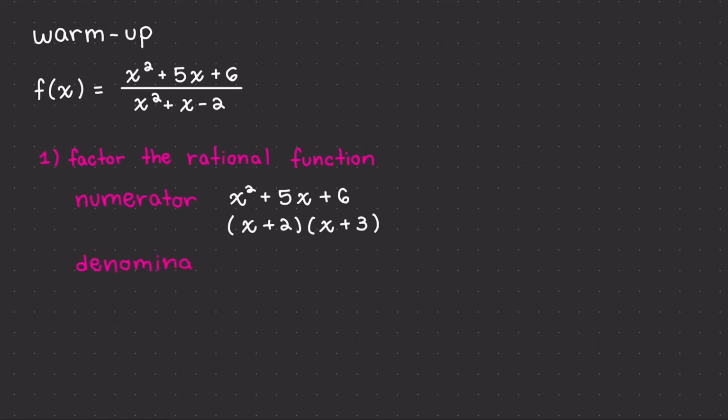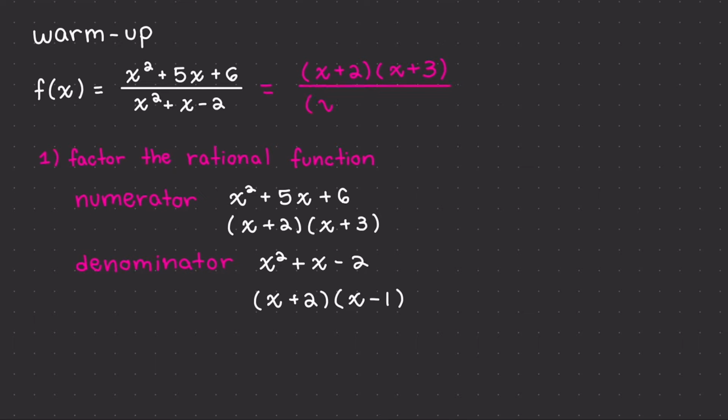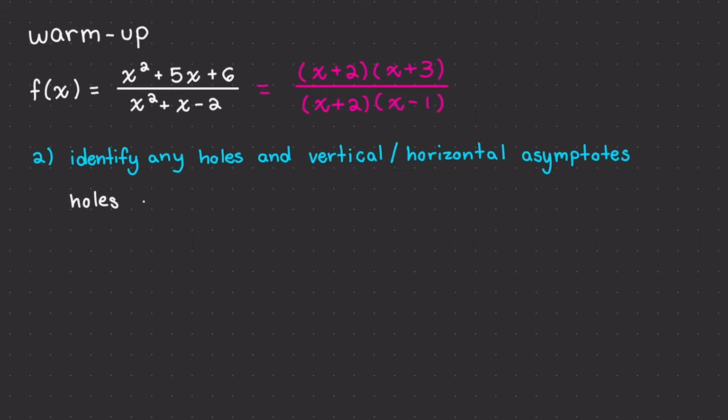The denominator is x squared plus x minus 2. When this is factored, it becomes x plus 2 times x minus 1. So our final answer is x plus 2 times x plus 3 all over x plus 2 times x minus 1. Part 2 asks us to identify any holes, vertical asymptotes, and horizontal asymptotes.